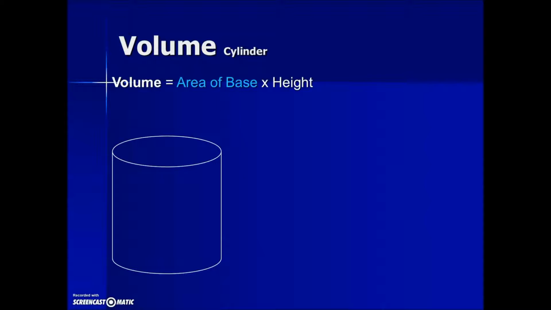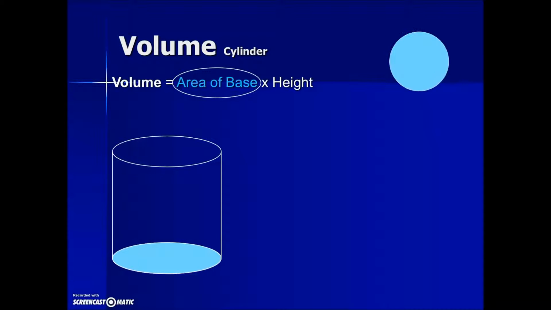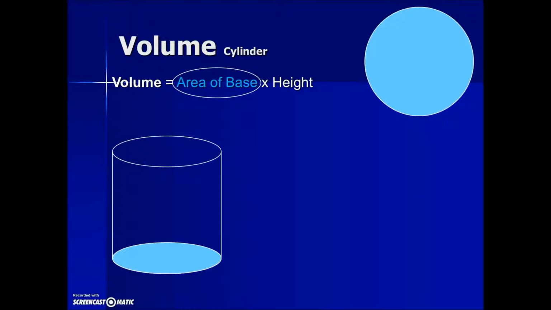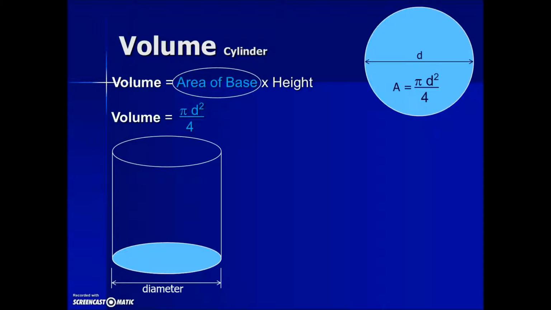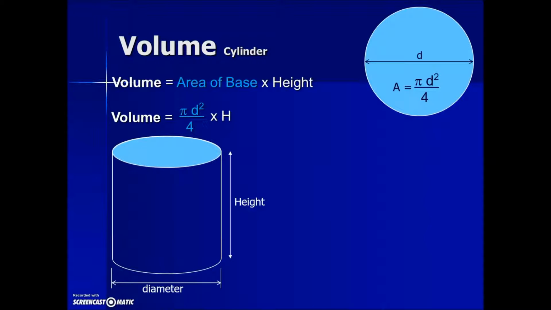In a cylinder, we have two bases, a circle at the bottom, a circle at the top, that are parallel and the same size. To determine the area of the base, we'll use our formula for the area of a circle, which is pi times the diameter squared divided by 4, and then we'll multiply it by the height of the cylinder, which is the distance between those two parallel bases or faces of this three-dimensional object.